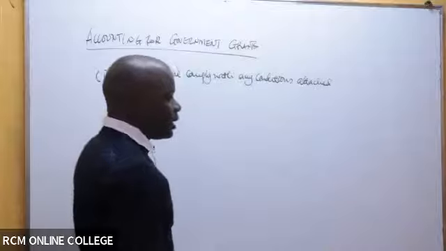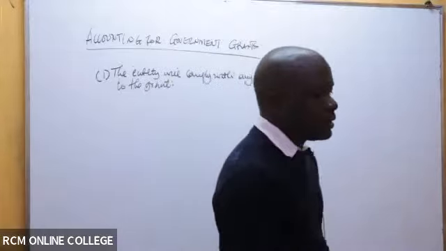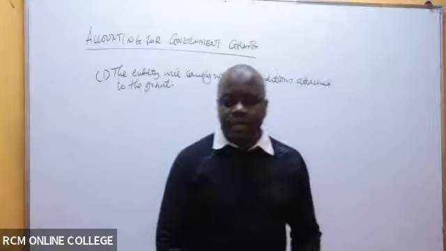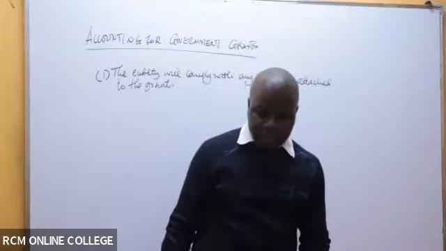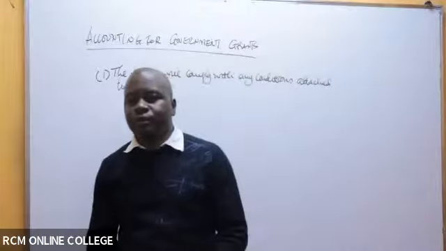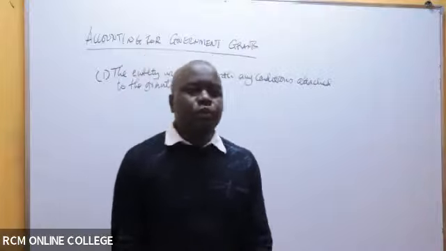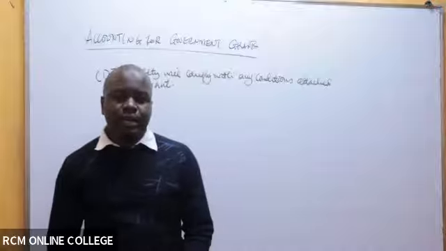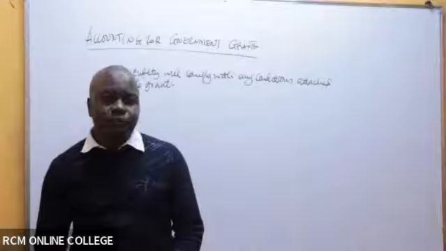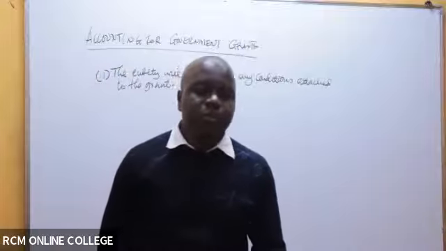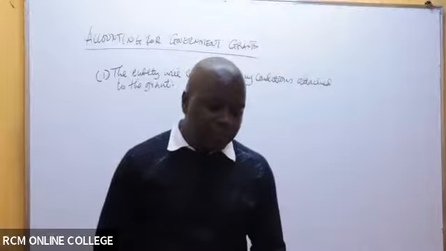So maybe the grant is given on the condition that they provide the expenditure of that grant. Or the grant is given on the condition that, for example, if it's a school, it will only go to fund the vulnerable in society. So this condition must be fulfilled before they can recognize it in their books of accounts.